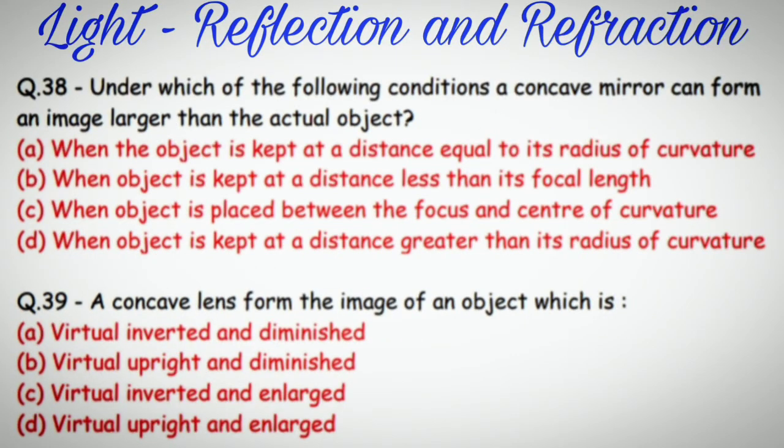Next question comes here. Under which of the following conditions can a concave mirror form an image larger than the actual object? Option A, when the object is kept at a distance equal to its radius of curvature. Option B, when object is kept at a distance less than its focal length. Option C, when object is placed between the focus and center of curvature.